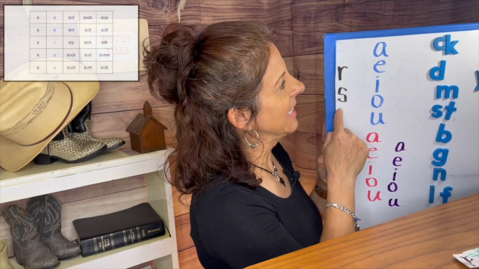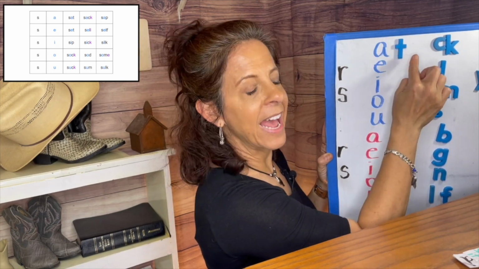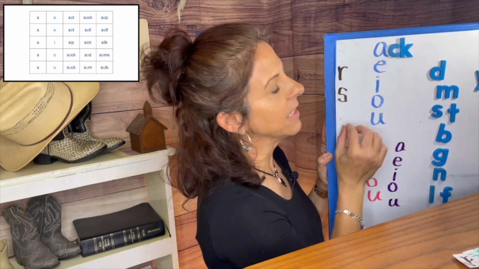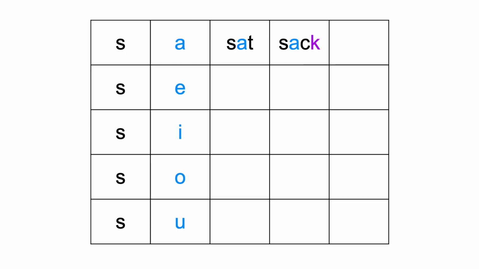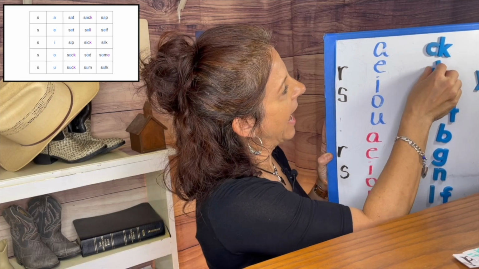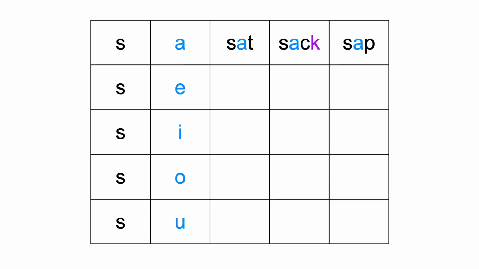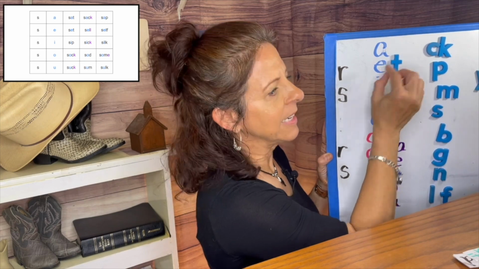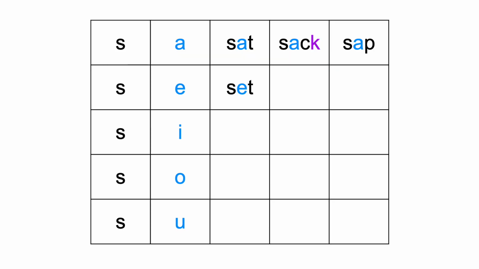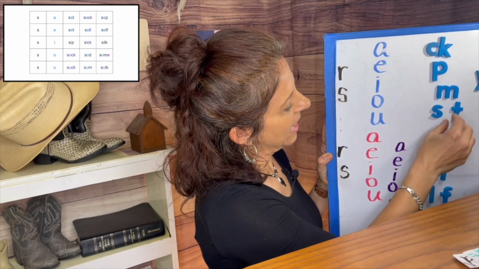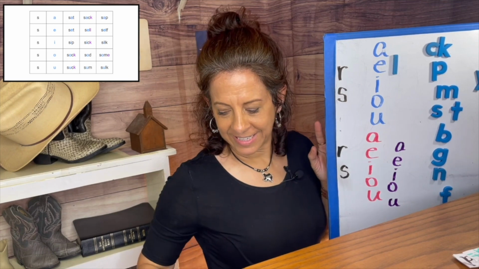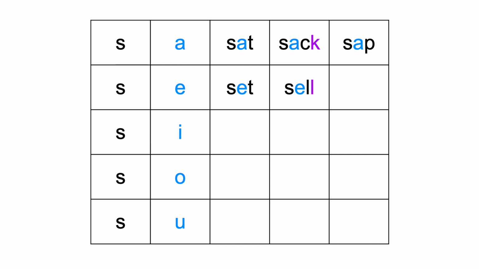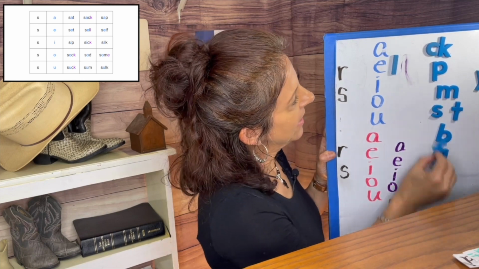Now with S. At, sat. Sack, sack. Sap, sap. Et, set. L, cell, and this is two L's, cell. L, self.